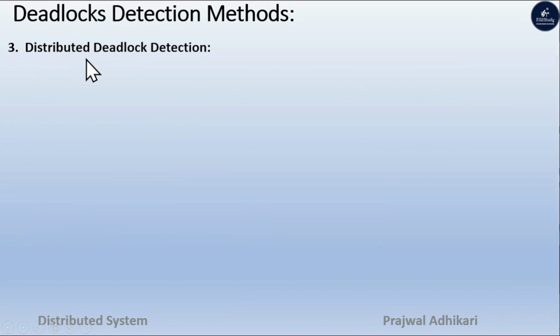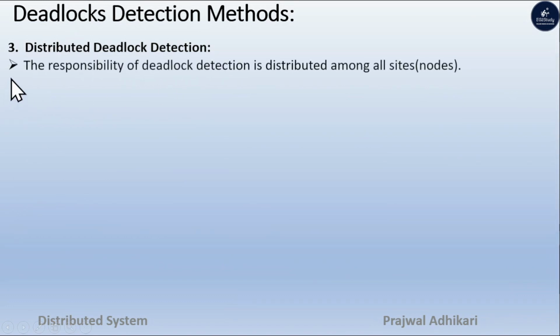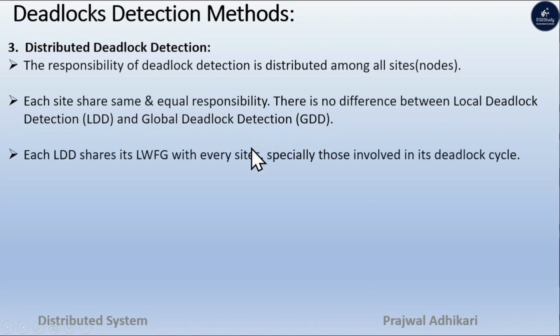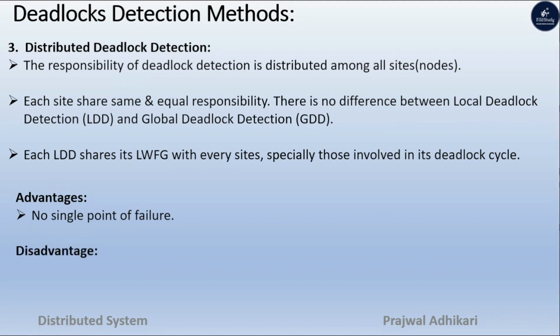Now, distributed deadlock detection. In this detection, the responsibility of deadlock detection is distributed among all sites, or nodes. Each site shares the same and equal responsibility. There is no difference between local deadlock detection, LDD, and global deadlock detection, GDD. Each LDD shares its LWFG with every site, especially those involved in its deadlock cycle. Advantage: distributed deadlock detection has no single point of failure. Disadvantage of distributed deadlock detection is that it is difficult to implement.